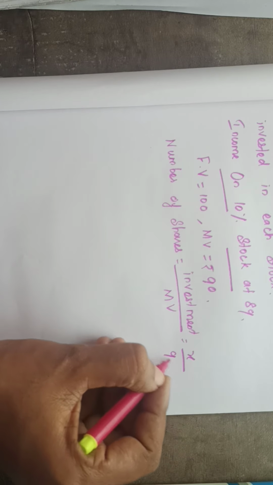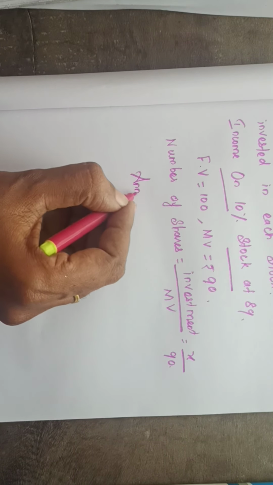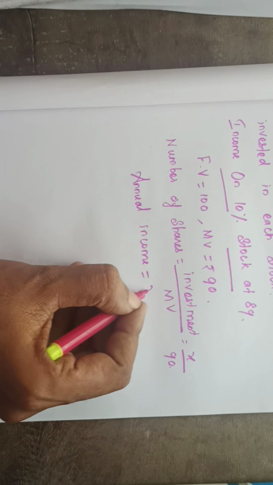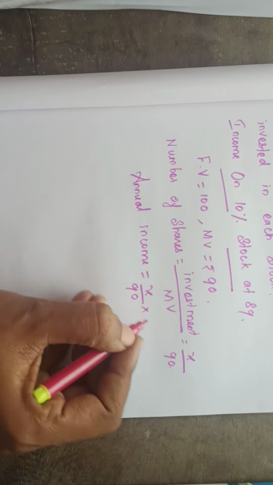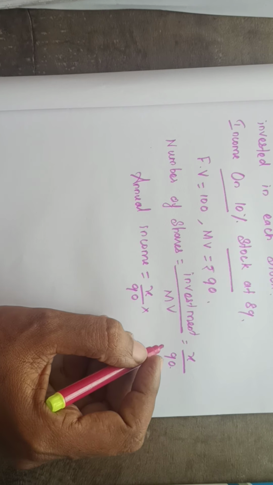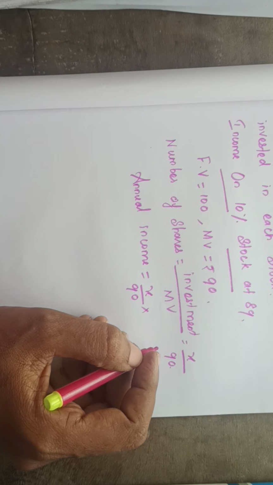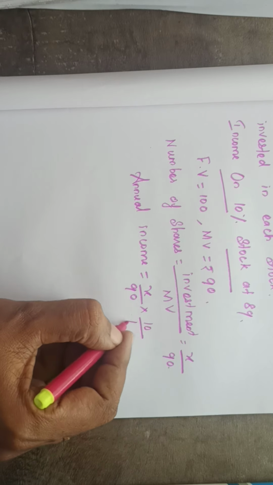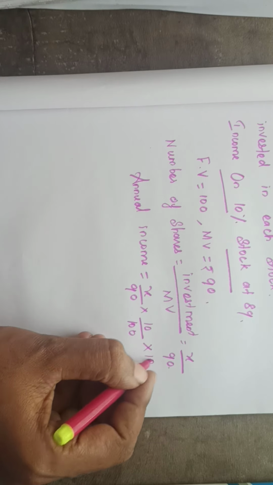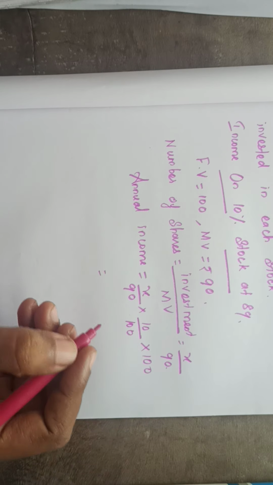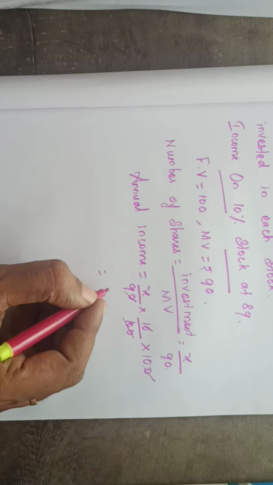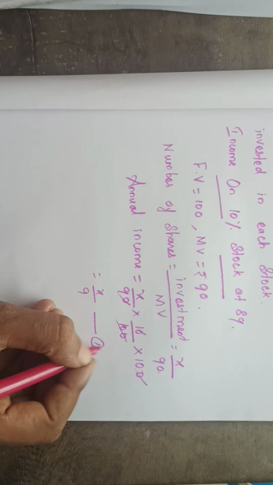Okay, so investment we are considering as x. So market value is 90. So what about the annual income? It is equal to x by 90 into annual income rate. Already you have learned the formula, is it right? So that is 10%, that is 10 by 100 into face value 100. So if we simplify, 90 will get cancelled, this will get cancelled, so x by 9. Take it as equation number 1.